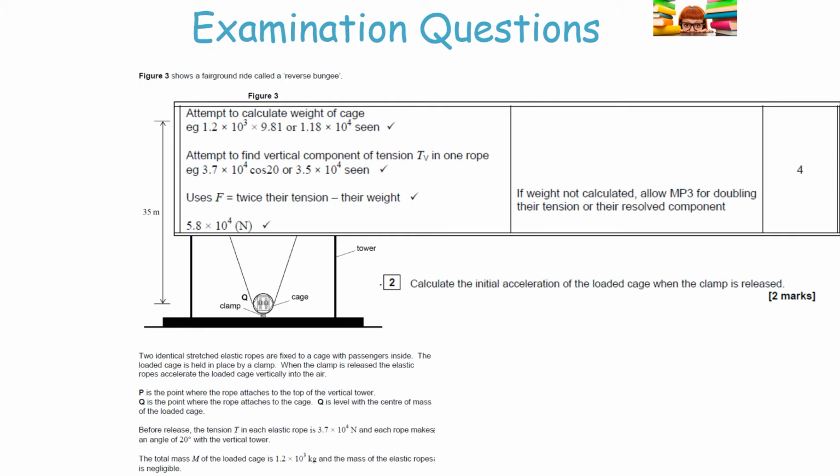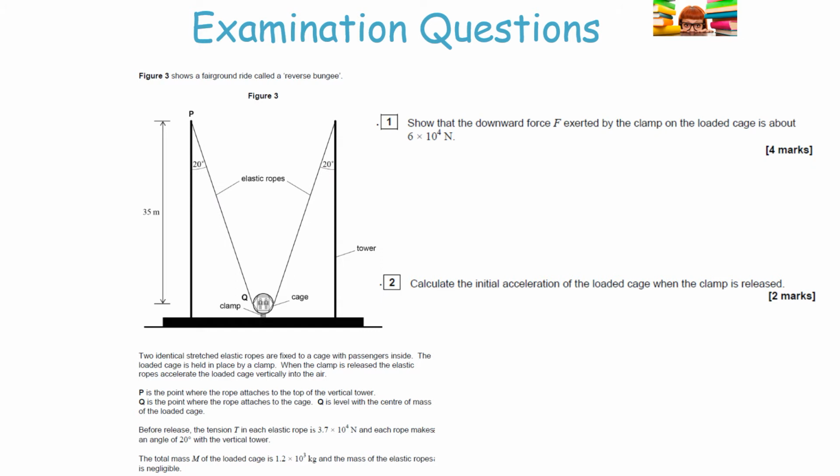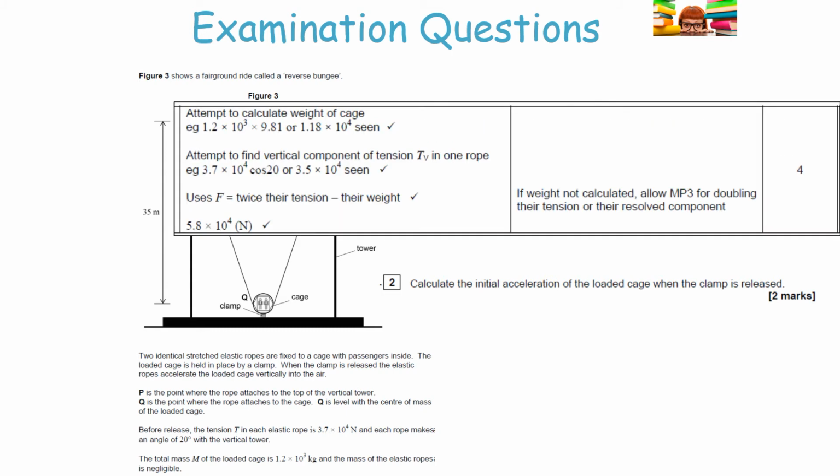So therefore we've got our value of tension, but it's important to note that when we look at the diagram, there are 2 ropes attached to the actual towers, so we've got to multiply the tension by 2 because this is going to be for both ropes. So therefore we multiply the values like that, so we know F is equal to twice the tension minus the weight, so we can work that through to get your answer to be 5.8 times 10 to the 4 newtons.